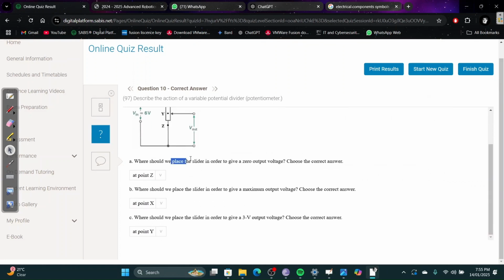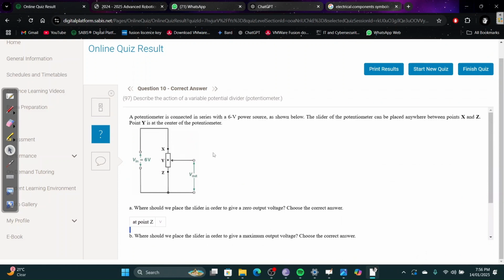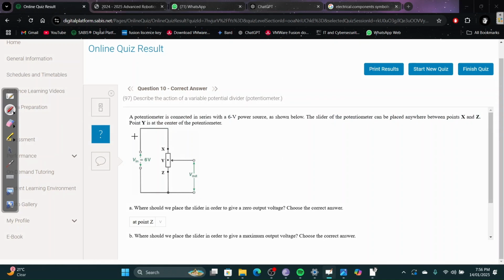Okay. Where should we place the slider in order to give zero output? So this is a potentiometer. Now, a potentiometer is used to control the potential, the potential. What was it called? Potential difference.